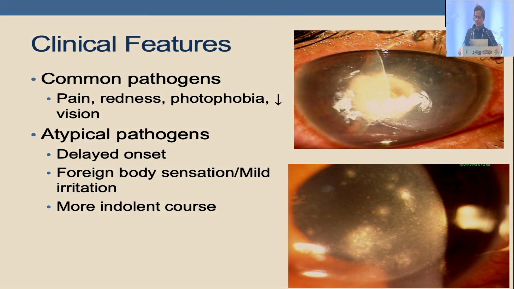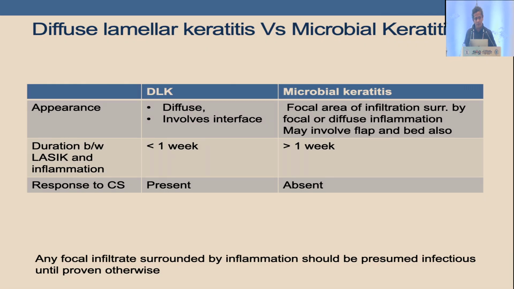Clinical features again include pain, redness, photophobia, and reduced vision. Atypical pathogens seen in late onset keratitis can have a more indolent course with foreign body sensation. You might not see a proper infiltrate or a real epithelial defect in some of these patients. It is important to differentiate between DLK and microbial keratitis, which is really not very difficult. DLK usually happens in the first week, involves the interface with a diffuse, cloudy picture, and responds to steroids very well, something that keratitis will not, definitely.